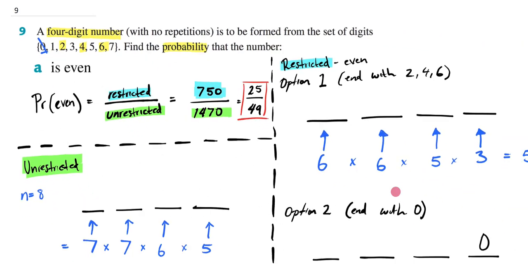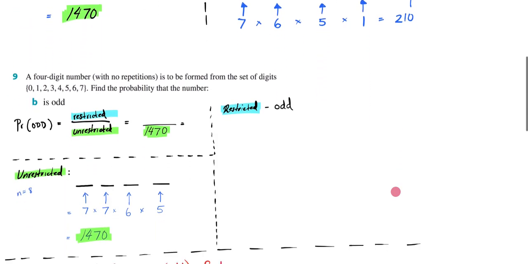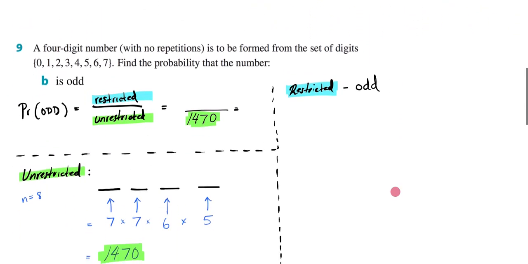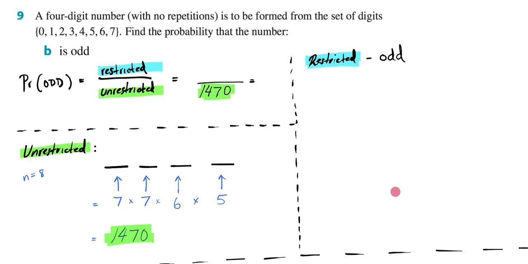I'm going to do C and D another day. And what you're also going to see is that I've actually cheated a little bit. I've included some of the working out already because it's going to be basically the same.